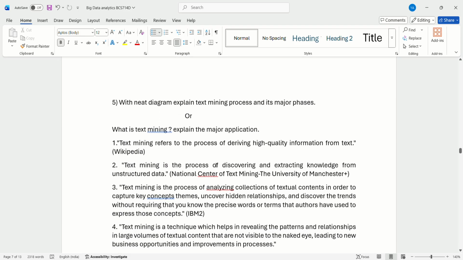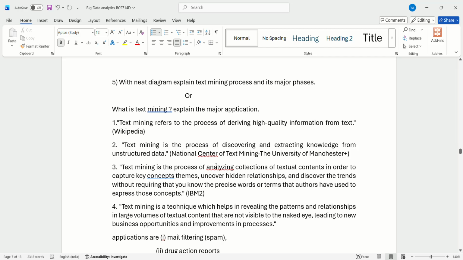Next is text mining. This is also one of the important questions, which is repeated in the model question papers. Text mining refers to the process of deriving high-quality information from text. Another definition: text mining is the process of discovering and extracting knowledge from unstructured data. So I recommend these two out of these four definitions. Any of these two will be better.